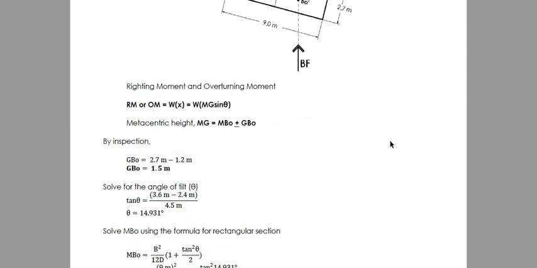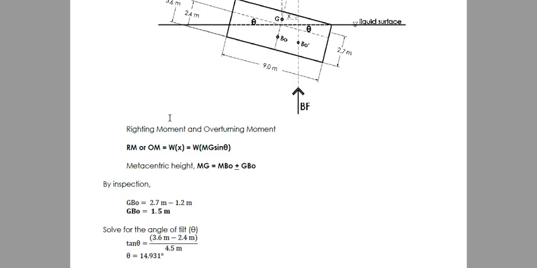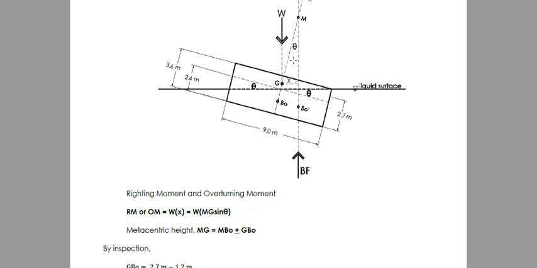We solve for the righting or overturning moment by this particular formula, which we have discussed before. RM or OM is equal to W times X, or BF times X. What is X again? That is equal to MG sine theta. This is the value of X, the distance between the two forces, the coupled forces. So that's how we solve for the righting moment. W can be the weight or the buoyant force. Anyway, they're just the same.